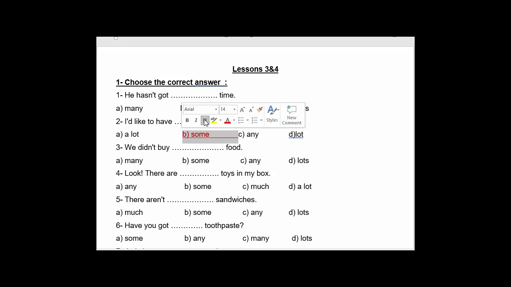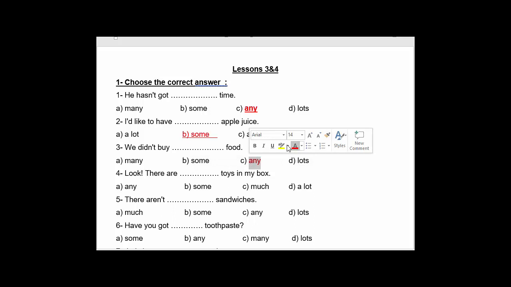Okay, number 3. We didn't buy space food. Many, some, any, lots. Here we have the negative form. So this is a negative sentence. We didn't buy. Didn't here is negative. Okay, so the answer will be we didn't buy any food. So the correct answer is any.